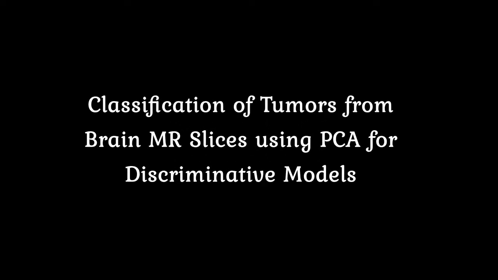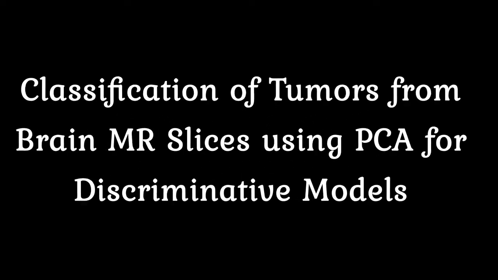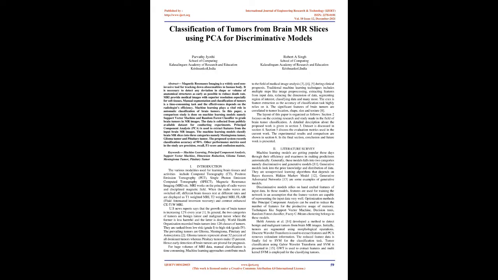Classification of tumors from brain MR slices using PCA for discriminative models. Abstract: Magnetic resonance imaging is a widely used non-invasive tool for tracking down abnormalities in the human body. It is necessary to detect any deviation in shape or volume of anatomical structures as early as possible to reduce death rate. MRI provides medical images with superior resolution, especially for soft tissues.